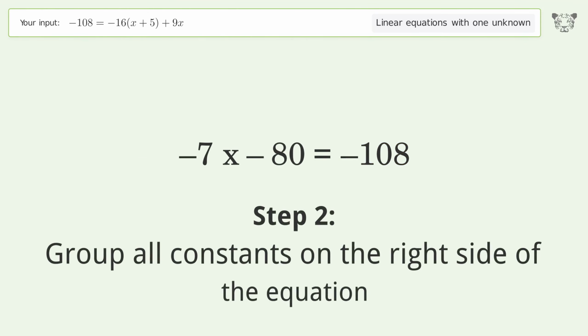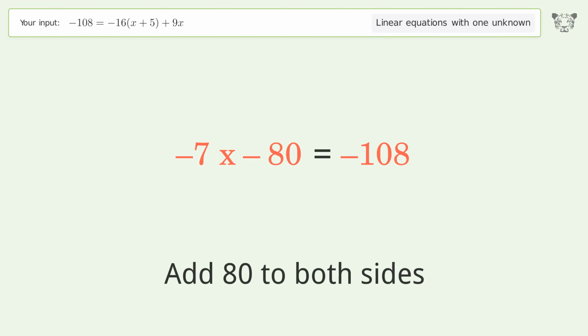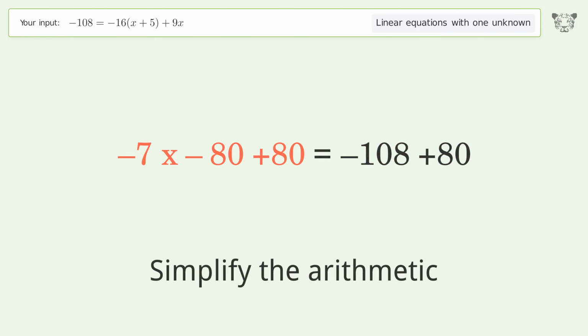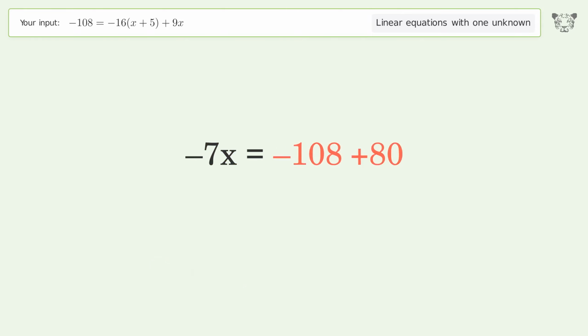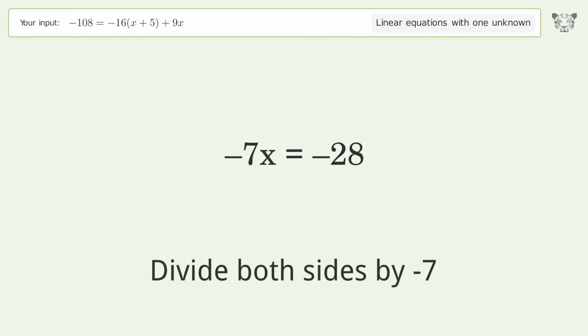Group all constants on the right side of the equation. Add 80 to both sides. Simplify the arithmetic. Isolate the x. Divide both sides by -7.